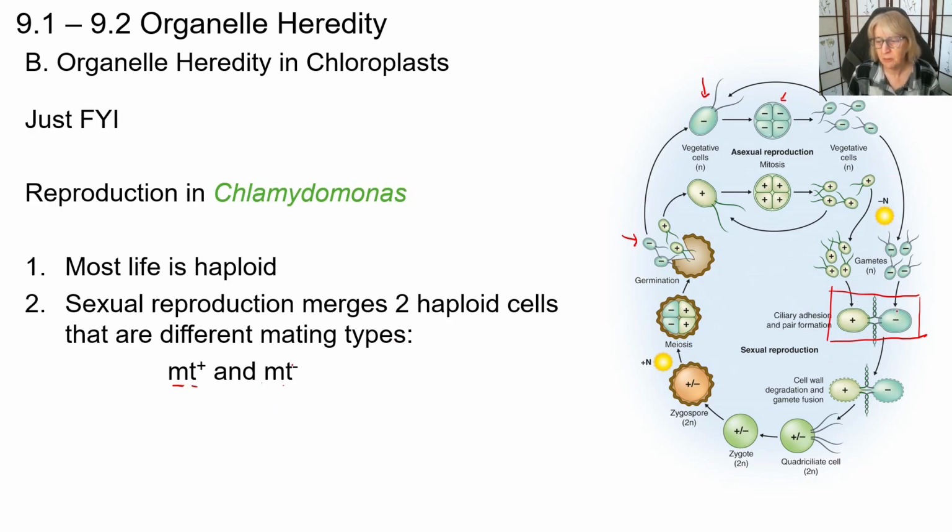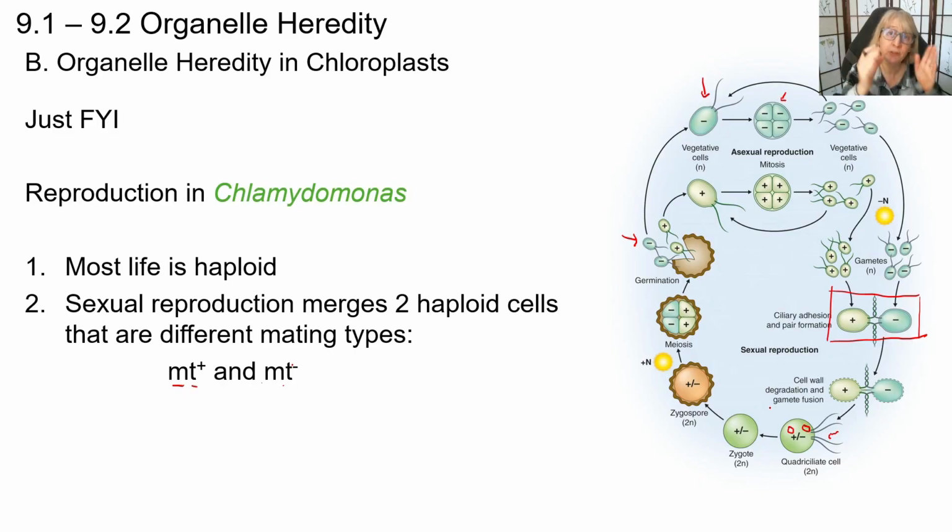When these 2 different mating types come together, they can actually form a tube between them and share cytoplasm. And that results in a cell here that basically has the nuclei of the positive mating type and the nuclei of the negative mating type.